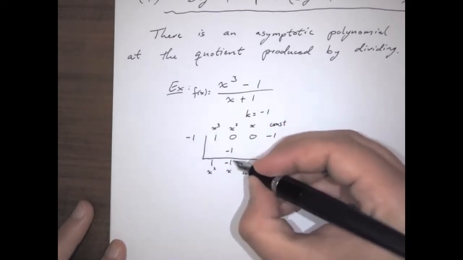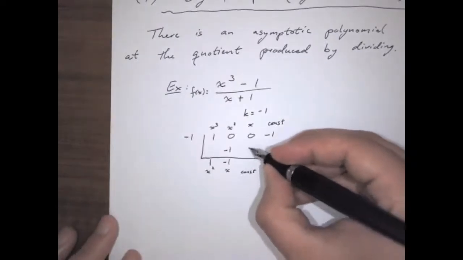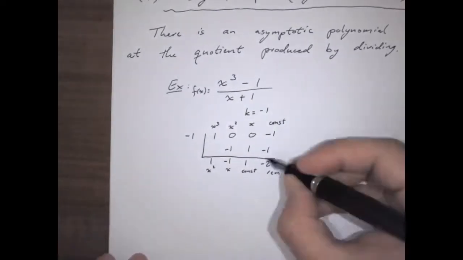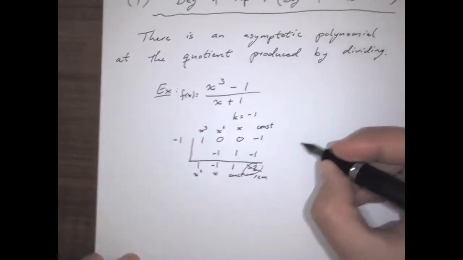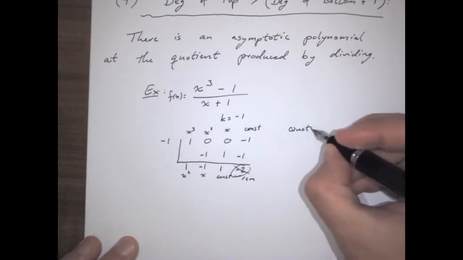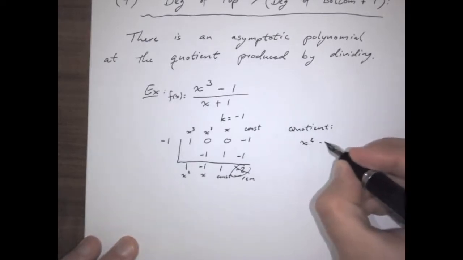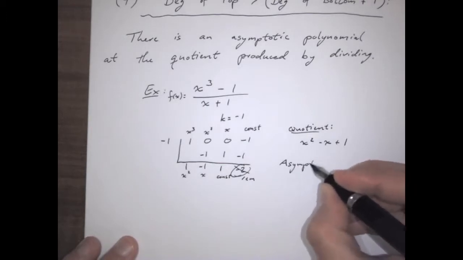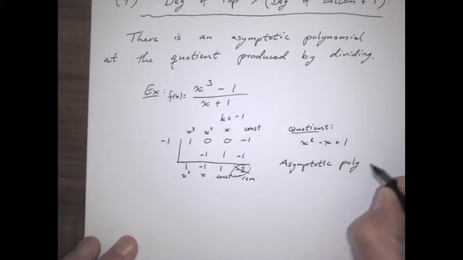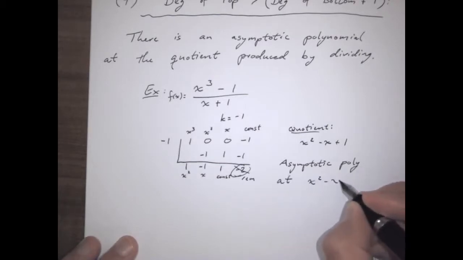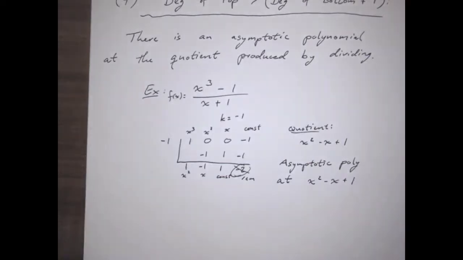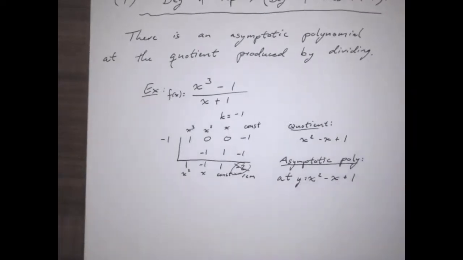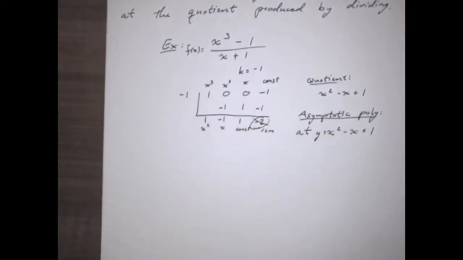Then you add, it's -1, then you do that times that, and it makes a +1, and then you add. And you do it again, not that it matters, and then it's a -2. But we don't care so much about that. And so the quotient here is x squared minus x plus 1. So there's an asymptotic polynomial at x squared minus x plus 1. Just say y equals. Okay, so at y equals x squared minus x plus 1.